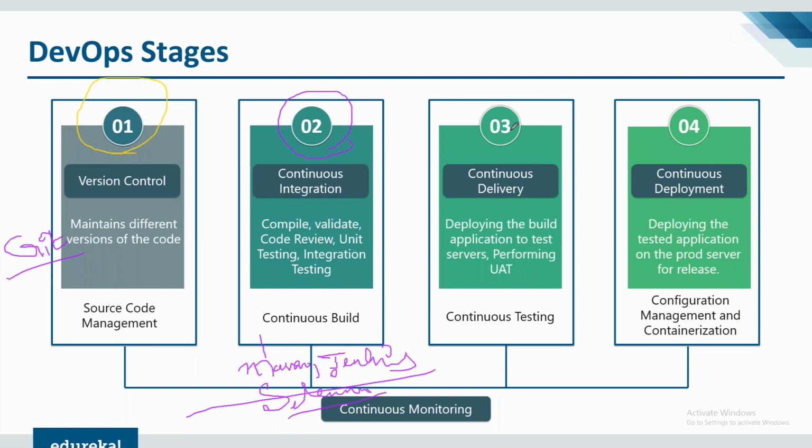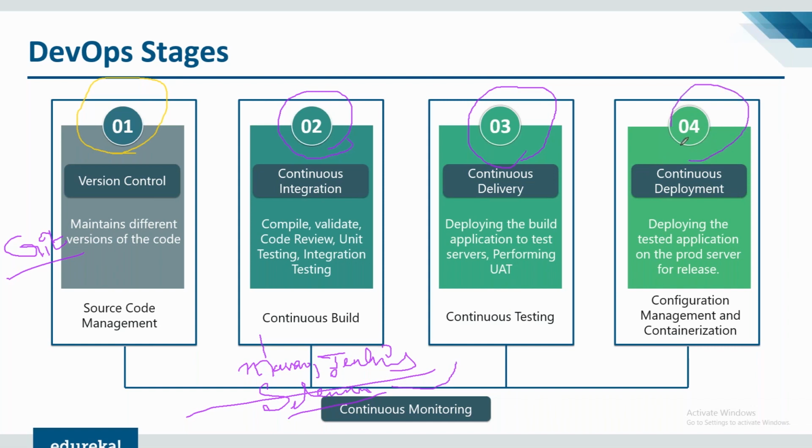Next we have continuous delivery. Here we deploy the application and perform multiple tests, or user acceptance tests, on top of it, as a part of continuous testing as well. And this is also part of Selenium, where we write the test scripts.